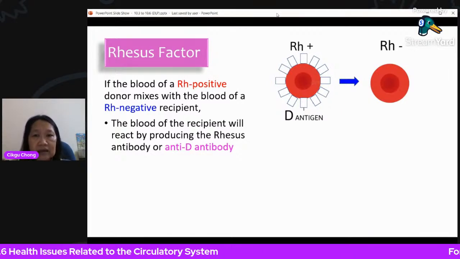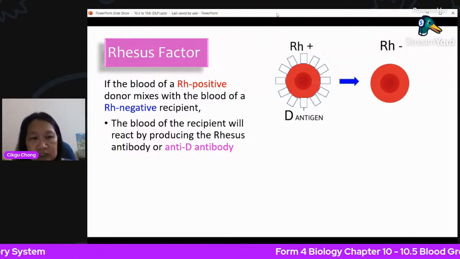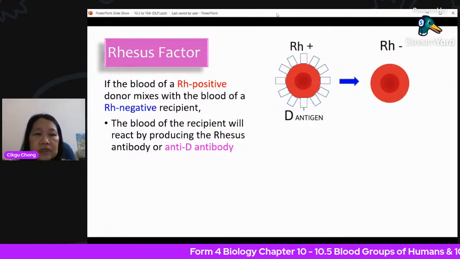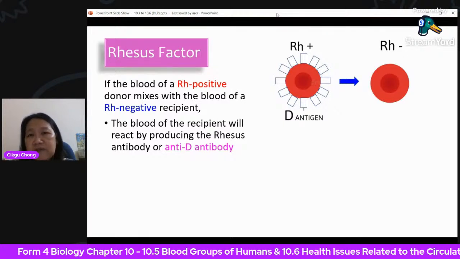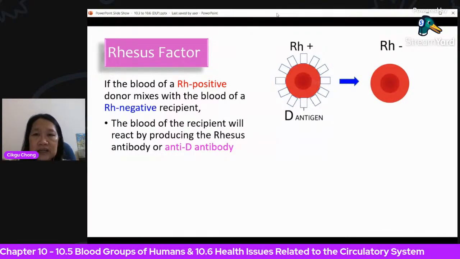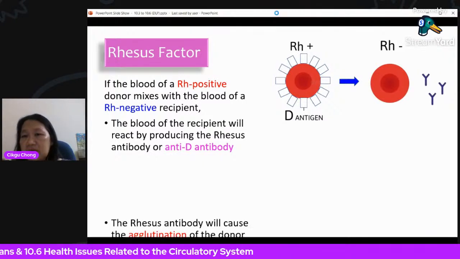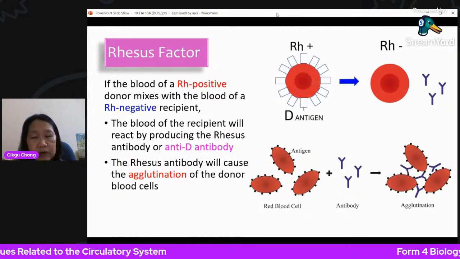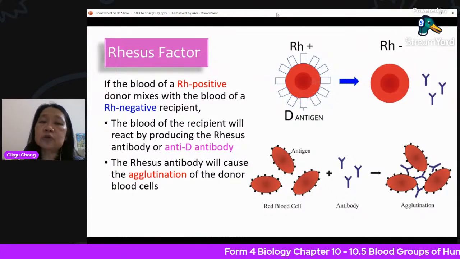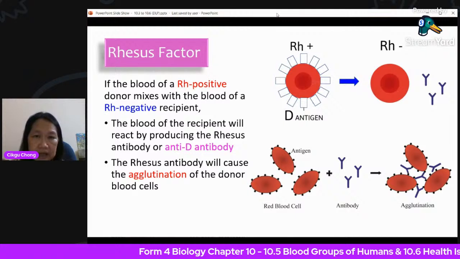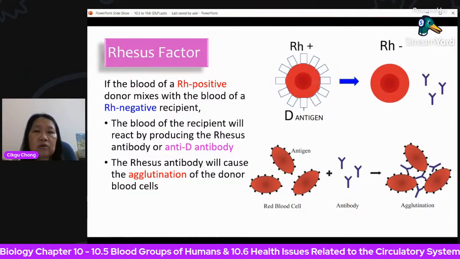So this person will react. If you give positive blood to a negative patient, the Rh-negative patient will be producing the anti-D antibody. That means you cannot give positive blood to a negative patient. This is your antibody, and it will bind, again the same thing, onto the antigen D, and you will have agglutination. So that person will eventually die if this is done. So positive can only give to positive.